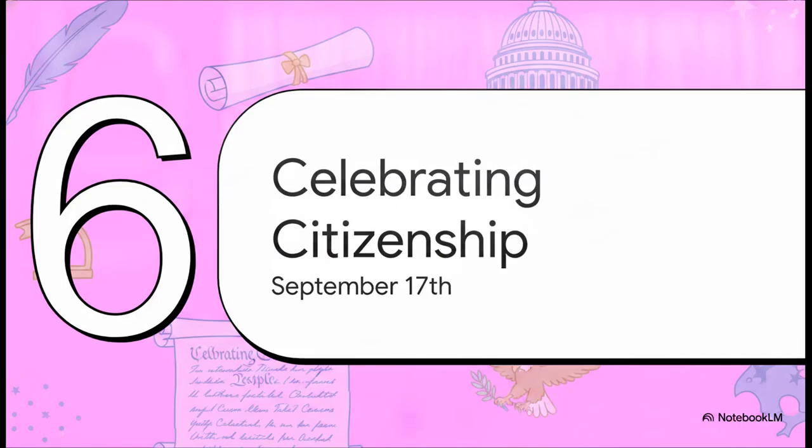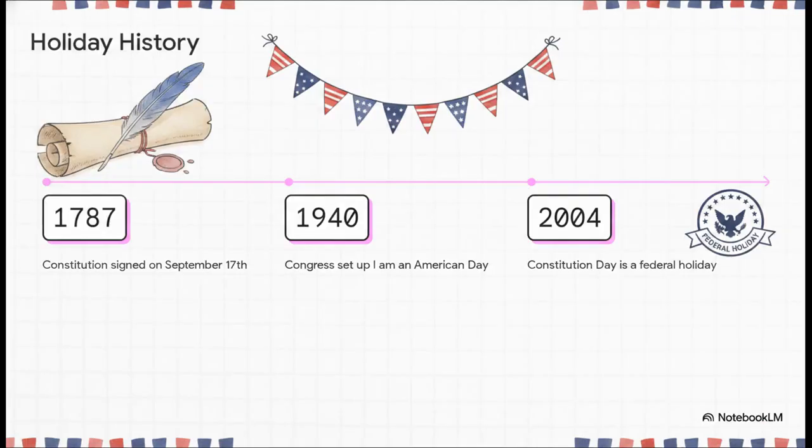And finally, Section 6, celebrating citizenship. The Constitution was officially finished and signed on September 17, 1787. But tracking the timeline of the holiday is actually kind of surprising. You'd think they made it a holiday right away, right? But it took quite a while.